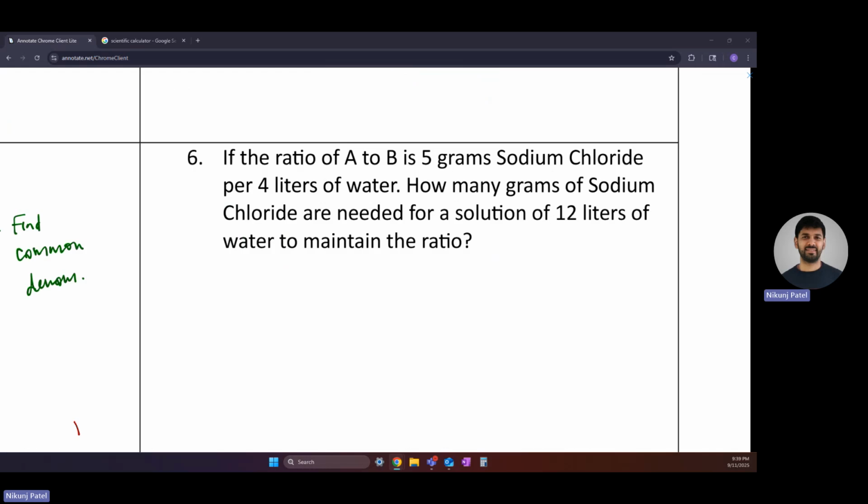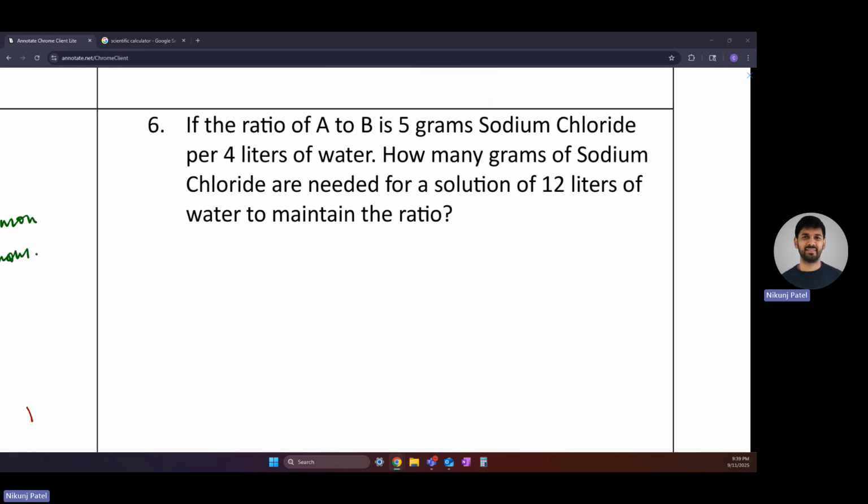Here's number 6. Number 6 looks like a long word problem, but it really just involves your understanding of fractions and percentages and things like that still within this module. So it says if the ratio of A to B is 5 grams of sodium chloride per 4 liters of water. So let's just break that entire sentence up. We see A to B, and then we see 5 grams per 4 liters. I'm kind of just removing some of the extra info in there. I'm just really honing in on what I want to see, right?